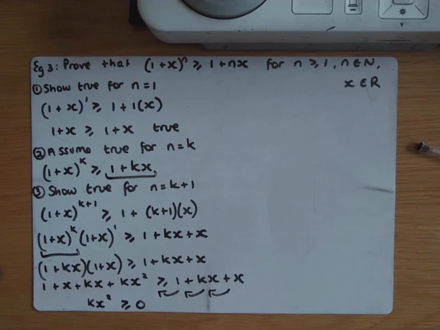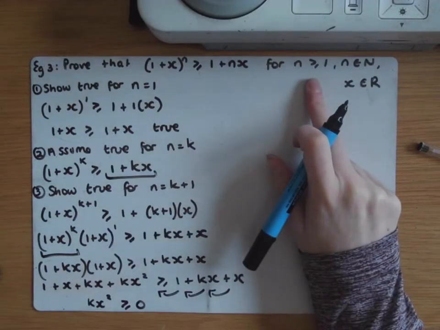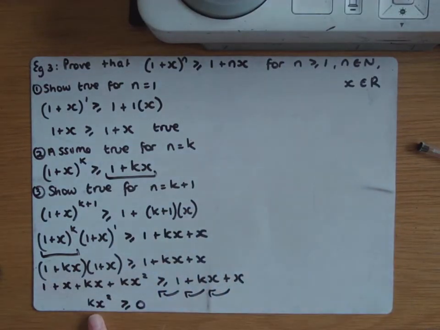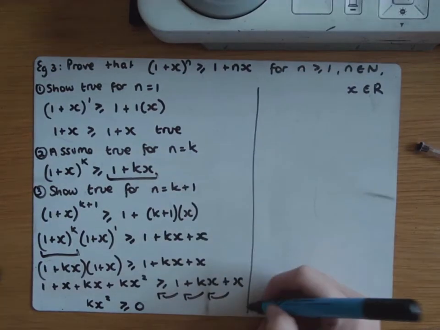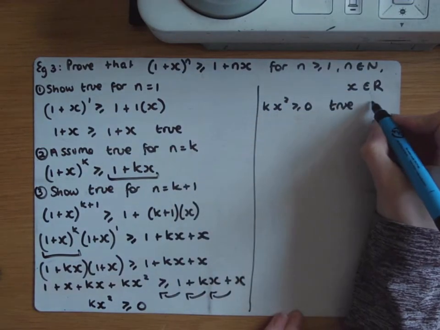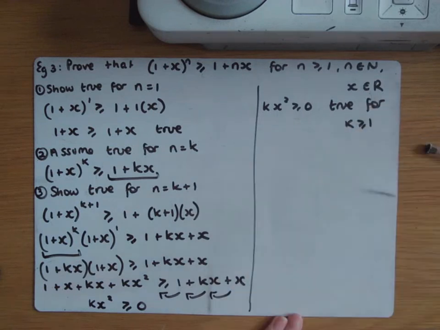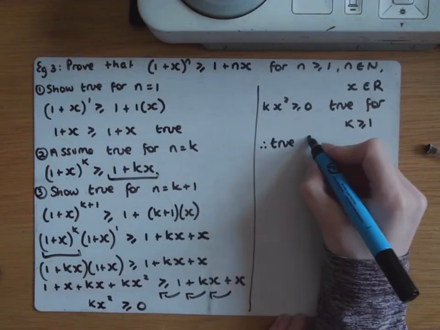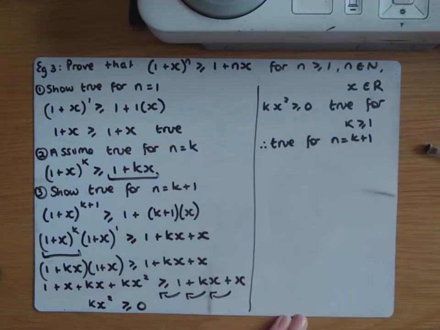Now, k has to be greater than or equal to 1. So, because k is greater than or equal to 1, it doesn't matter what x is, because x squared is always going to be positive. So this whole thing is always going to be positive. So kx squared greater than or equal to 0 is true for k greater than or equal to 1. As long as k is 1 or more, that thing is true. Therefore, it's true for n is equal to k plus 1.